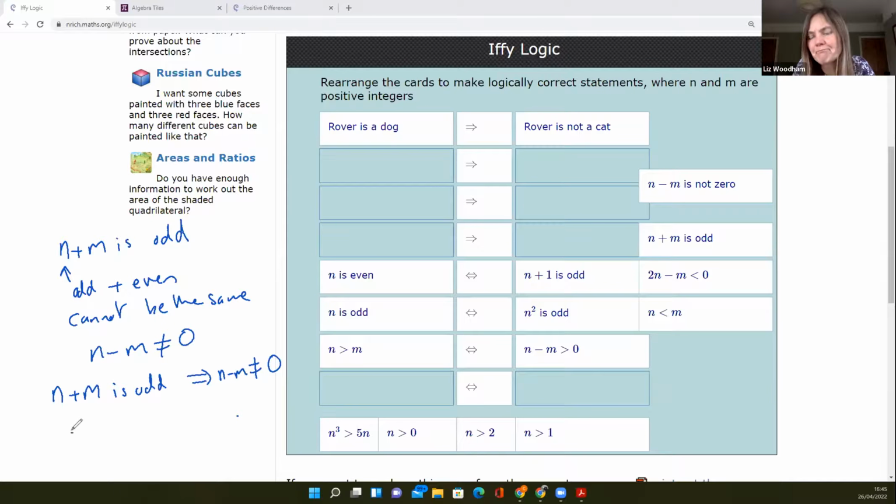Yeah. Can we go the other way? Can we find two numbers n and m, or can we prove that you can't go the other way? I think this is where our counterexamples come in, exactly as you said, Claire. I wonder what you think. Do post in the chat. Could we say the other way around? Or can you find a pair of numbers n and m so that n minus m isn't 0, but if you add them, you get an even number?